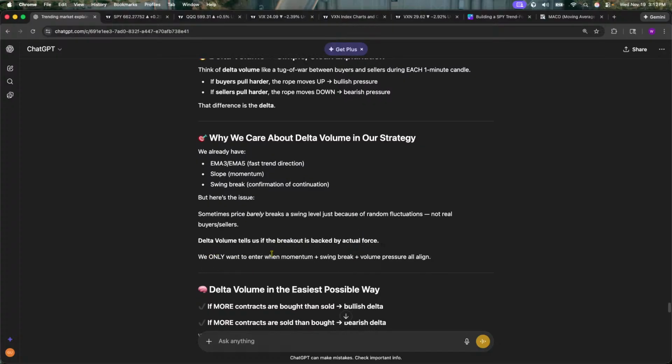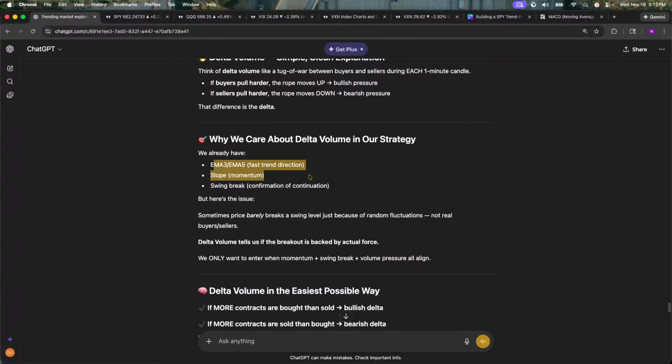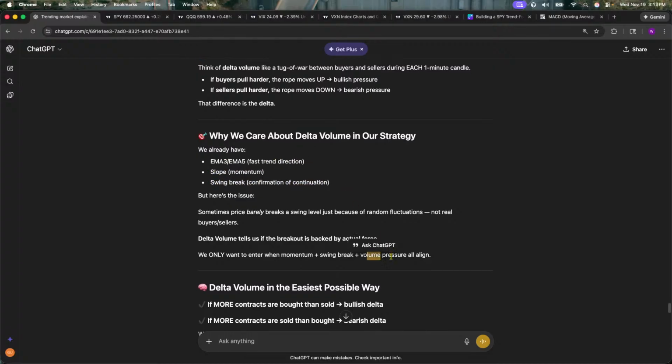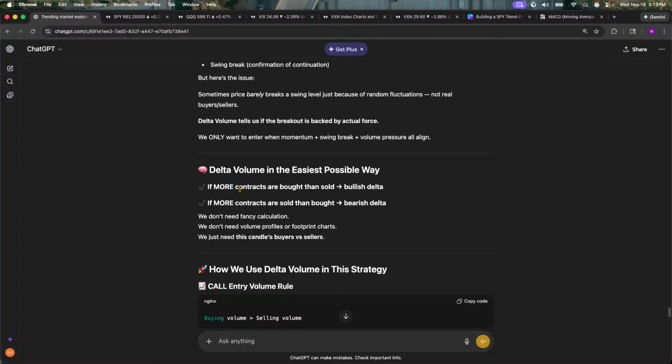We only want to enter when the momentum plus swing break plus the volume pressure are all in line. So we have three things that need to happen in order for us to enter a trade, right? EMA, the trend, then the momentum, then the swing break, then the volume. Make sense? If more contracts are bought than sold, that is bullish delta. But if more contracts are sold than bought, that is bearish delta.